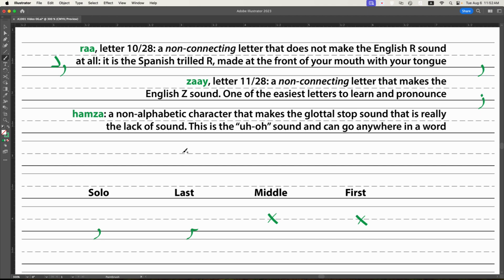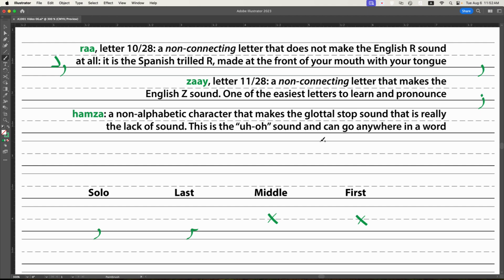Hamza is a non-alphabetic character. It can be part of a word's root letters, but it's not technically a letter of the alphabet, and it makes what we call the glottal stop sound. That is, uh-oh, uh-oh. You're cutting off the flow of air for just an instant. Your glottis is another word for your throat, and you're making the epiglottis cut off air from your lungs as you do this.